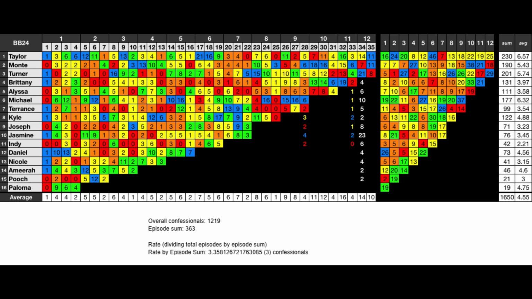So with Big Brother 24, it does have 1,219 confessionals with an episode sum of 363. With me dividing the former by the latter, we have a rate by episode sum of 3.35, which averages 3 confessionals per episode, which every contestant should have if things were evenly distributed.